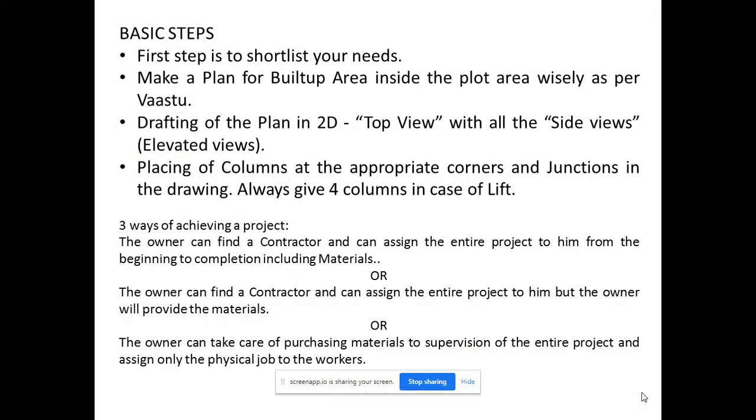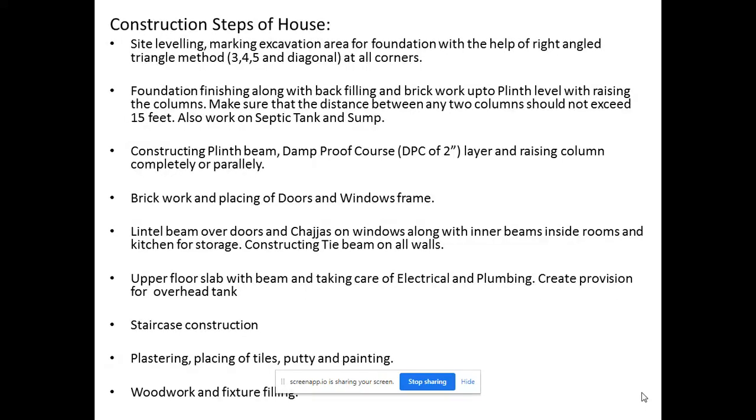The basic steps are to first shortlist your needs, make your plan for the build area while following Vastu, draft it in 2D, followed by all the side views, which means elevation views. Afterwards, the most important key is the placing of columns at the appropriate corners and junctions in the drawing. Make sure that you always do 4 columns in place of 3. Now there are 2 ways of achieving this, which you can see in the slide, followed by an overview, or simply the roadmap, of how to achieve a project.